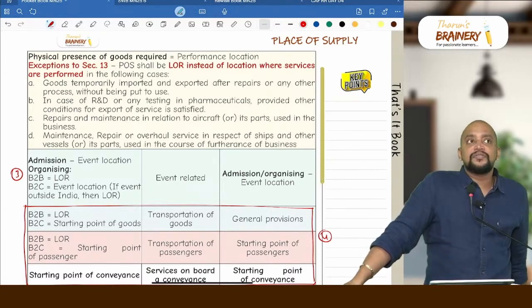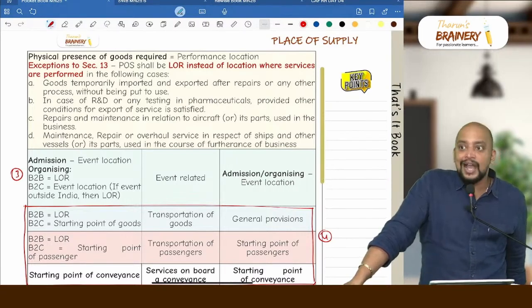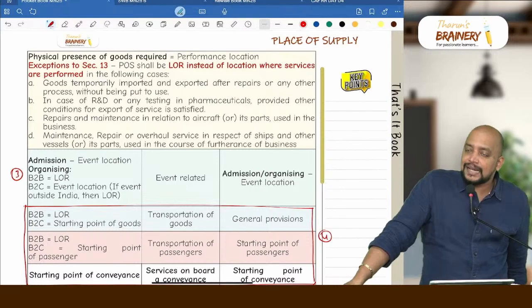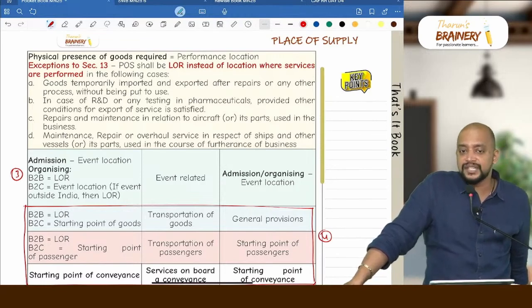And next one, if there is a research or any services provided on pharmaceutical products or drugs which is imported, on that also it will be location of recipient. Number 3, repairs, maintenance and overhaul in relation to aircrafts which is used for business purpose. Last, ships used for business purpose.